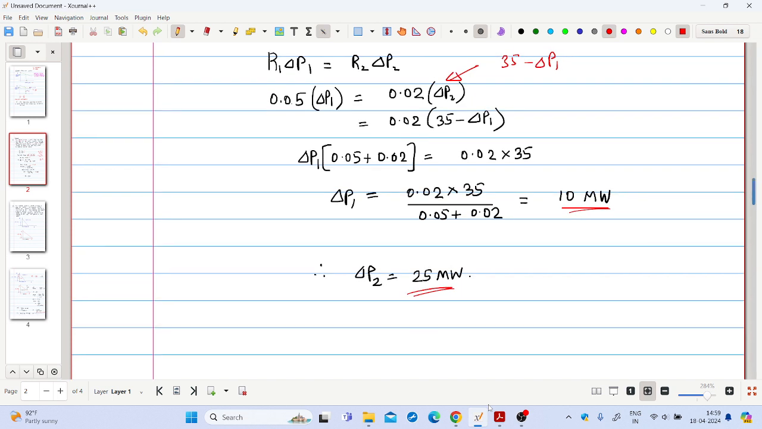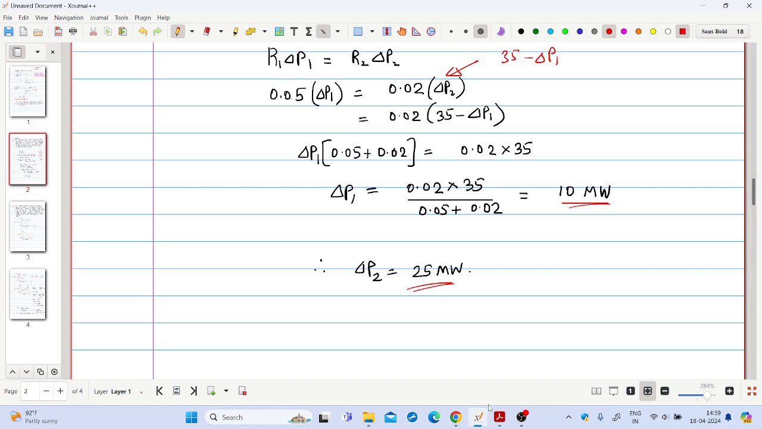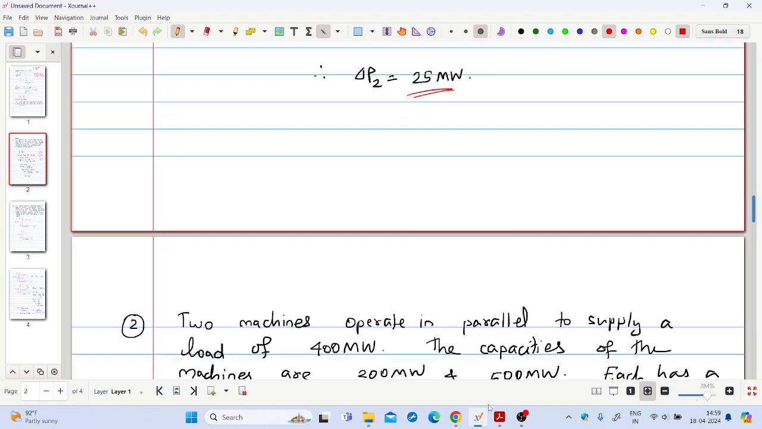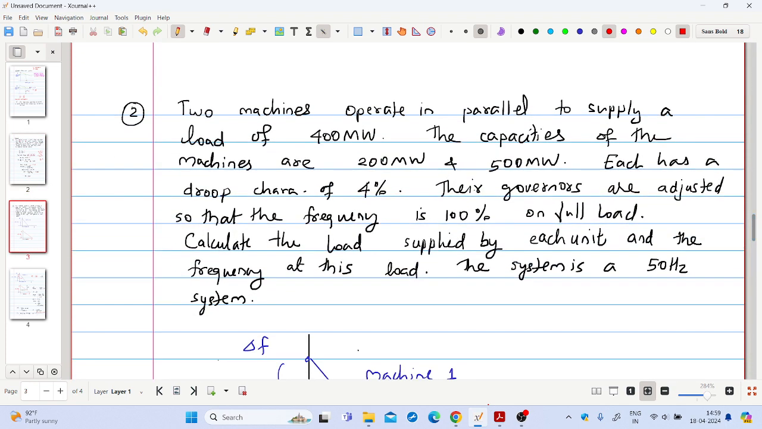Now we can consider the example with two similar machines. Two machines with different ratings operate in parallel, supplying a common load of 400 megawatt. The capacities of the machines are different: one is 200 megawatt, the other is 500 megawatt. Each has a droop characteristic of 4%. The droop characteristic is the same for both machines.